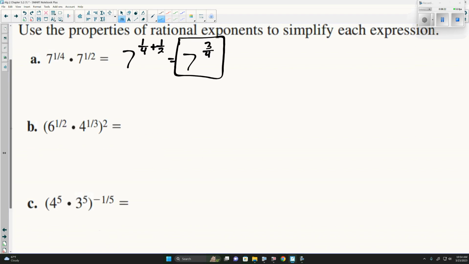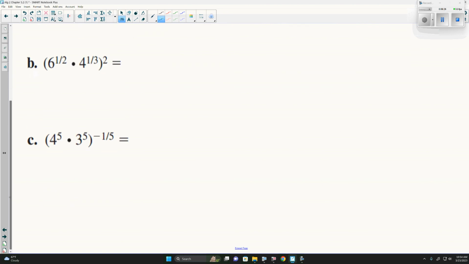Any questions on the first one here? Now, let's look at the next one here. 6 to the 1/2 times 4 to the 1/3, all to the second. So here, we're going to apply the second power to both. So we'll get 6 to the 1/2 times 2 times 4 to the 1/3 times 2.